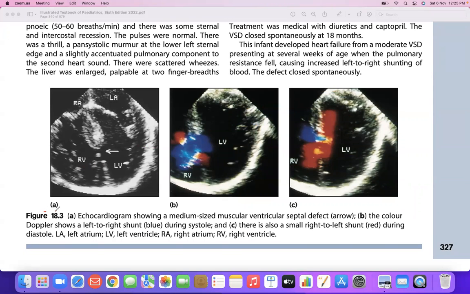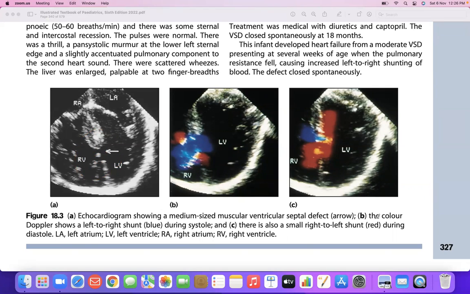So what is A? A is the echocardiography showing a medium-sized muscular ventricular septal defect. Suppose if you get a video, they can also show the child along with some pictures. I am not sure how the videos of CVS come in the exam. Maybe they can show. So here it's very clear, this defect. There is a defect here, so there is left to right shunting of the blood. This is the first picture.